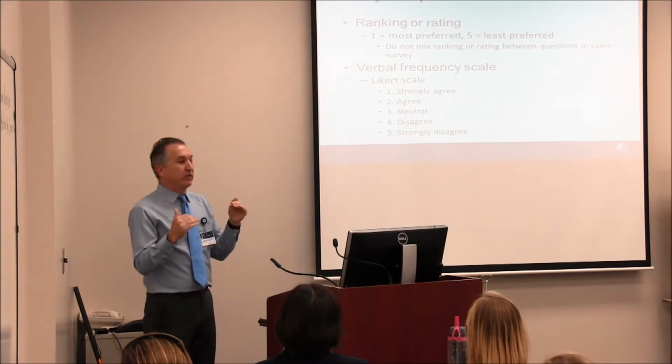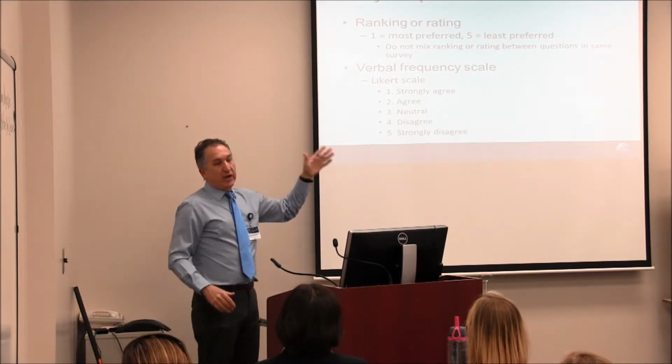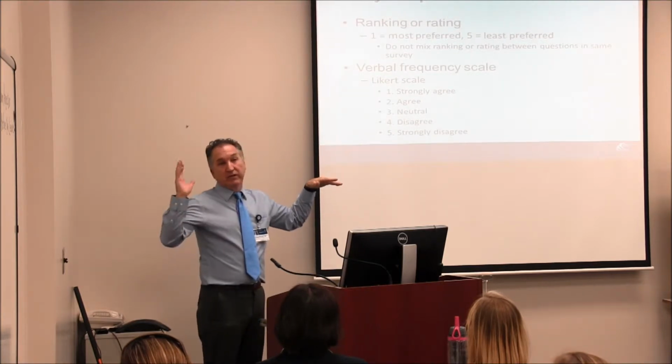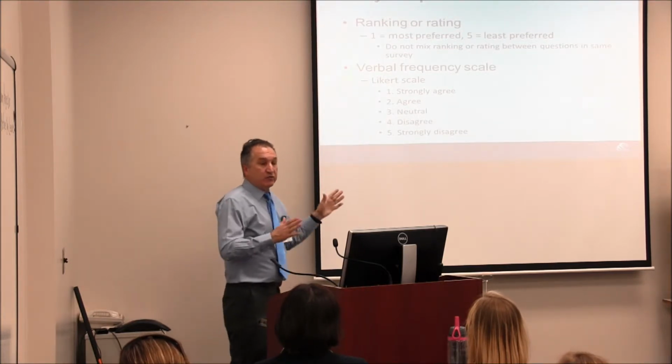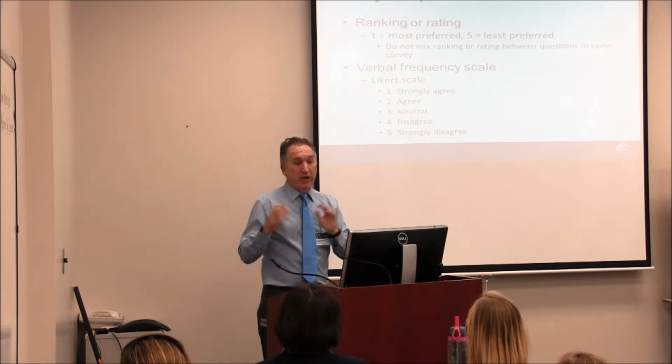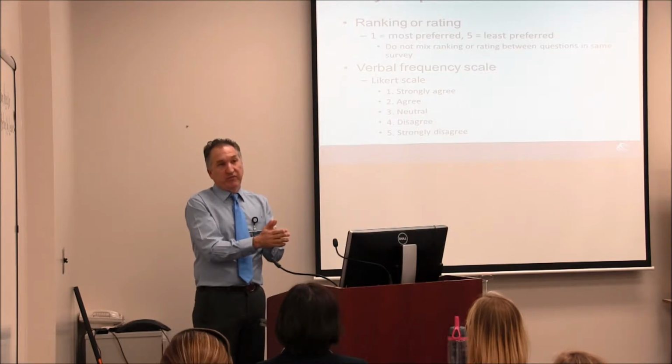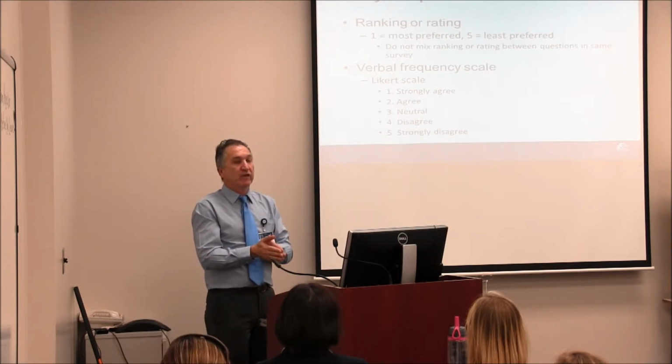When you want to get your responses, it's best to use a ranking or rating. Generally, 1 is most preferred down to least preferred being 5. And try not to mix your rankings or ratings between questions. If you set up your survey so that 1 is your most preferred, keep that consistent throughout your survey.